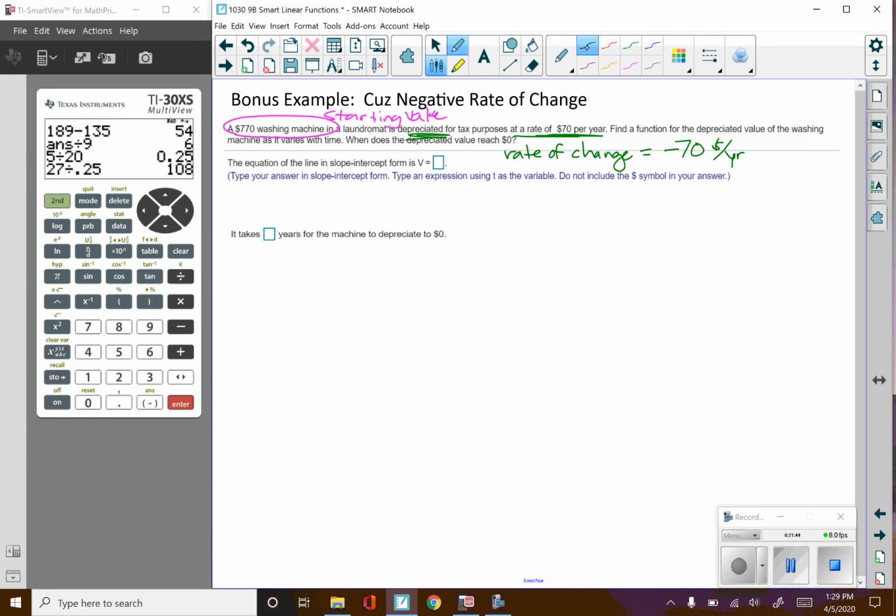So our equation is going to be, and they're telling me to use V for value, I guess. So the value of the washing machine is, we want to use our starting value. Whoops, I missed a 7. The starting value was 770. And then we have the rate of change, and it's going to be minus, because it's that negative rate of change, 70, and it says using t as the variable, 70t. So that would be our equation.